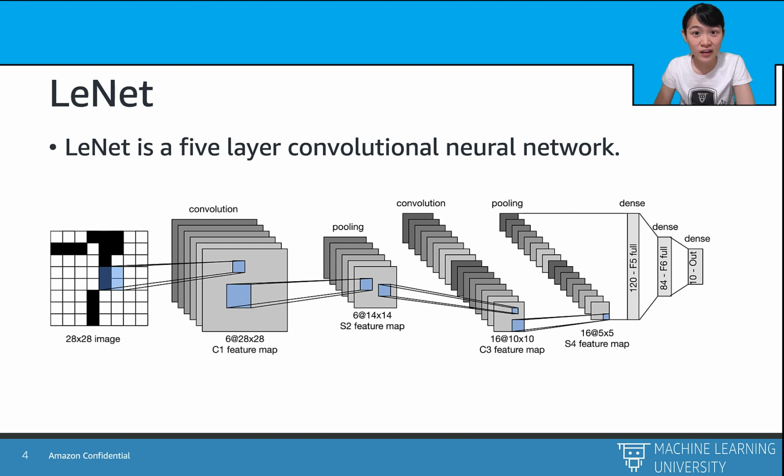So let's take a detailed look at the layers of LeNet. It contains 5 layers, which include 2 convolutional layers and 3 dense layers. Even though there is a pooling layer after each of the convolutional layers, we don't count the pooling layers in the total number because we don't need to train any weight parameters for the pooling layers.